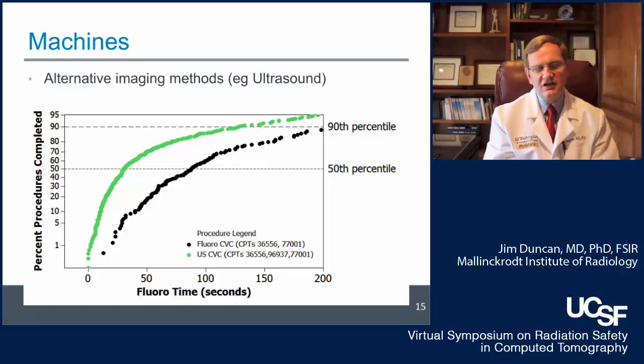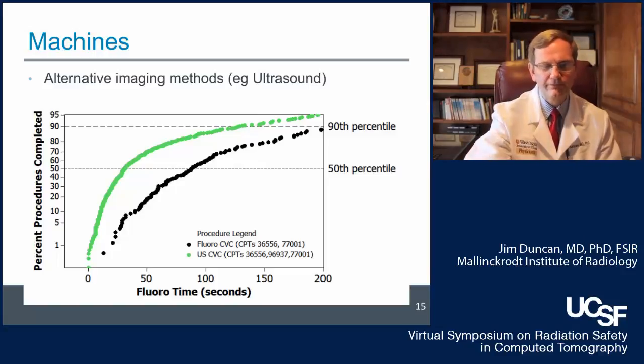The machines, if you have ultrasound available, it clearly impacts radiation use. Here it's just in fluoroscopy, the number of frames, the fluoroseconds, and we see a pretty dramatic difference between our central lines that are done with fluoroscopy versus those that are done with ultrasound.